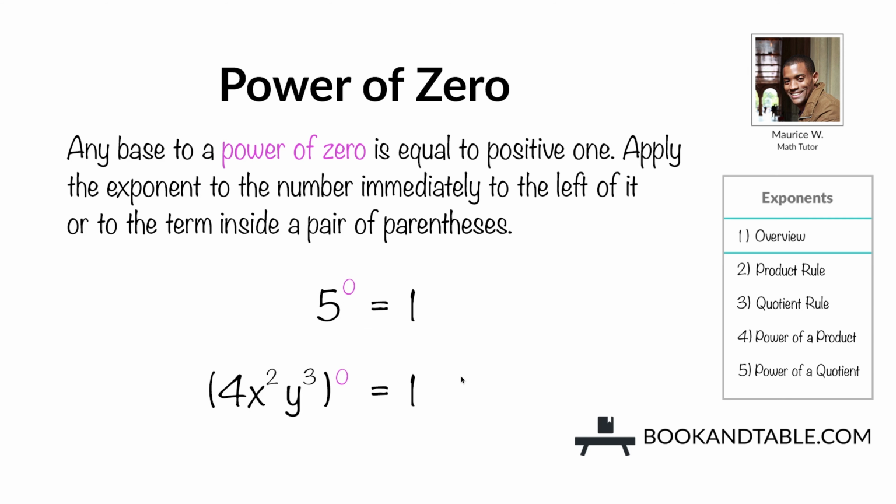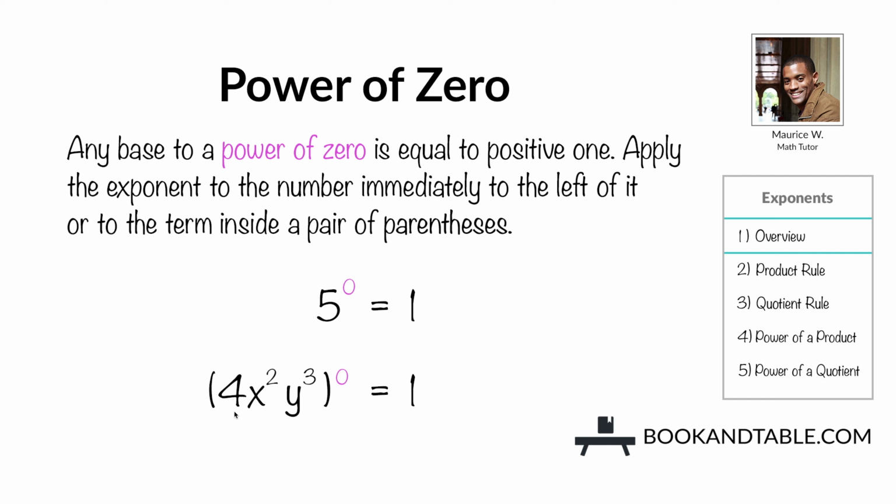But let's take a look at the power of 0. Any base to a power of 0 is equal to positive 1. Apply the exponent to the number immediately to the left of it, or to the term inside of a pair of parentheses. So for example, if you just have a number being raised to a power of 0, that's equal to 1. The 0 is immediately to the right of it.